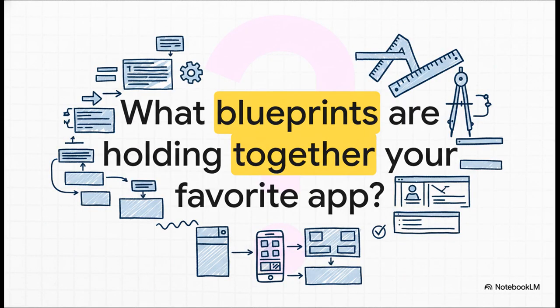So there you have it. From a simple idea to a finished app, it's a journey of specifications, blueprints, build strategies, and quality checks. Every single button you press, every feature you use, is the result of countless choices. So next time you open up your favorite app, just take a second to wonder, what choices were made here? What kind of blueprints do you think are holding it all together?